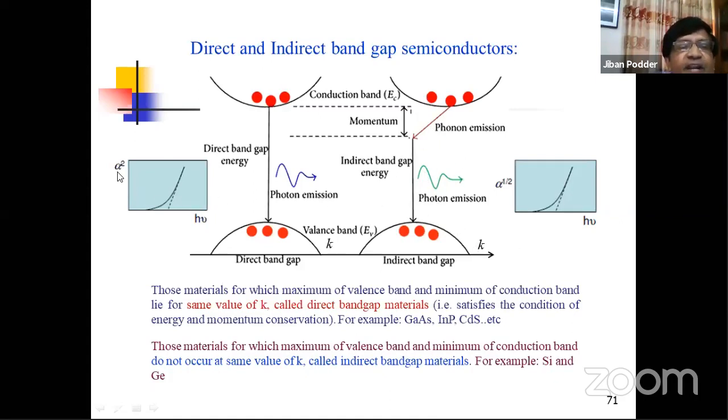So you can calculate when the absorption coefficient squared is plotted versus h nu. You can directly calculate the direct band gap, and for the indirect case, the absorption coefficient root versus energy. By extrapolating this straight line to the absorption axis, you can read the band gap on the x-axis. So this is the direct and this is the indirect band gap.